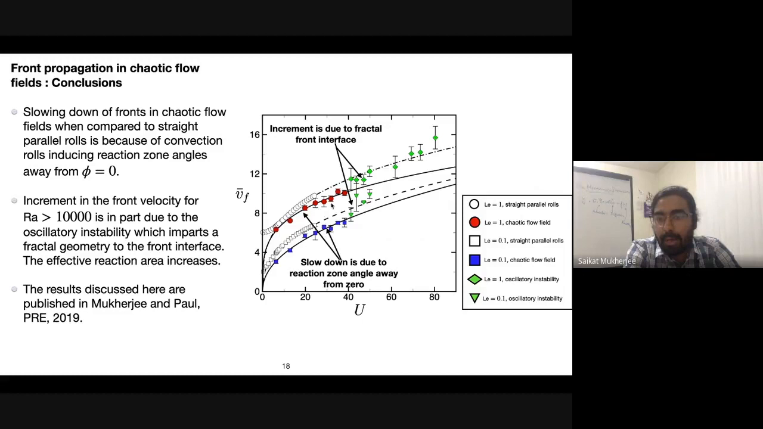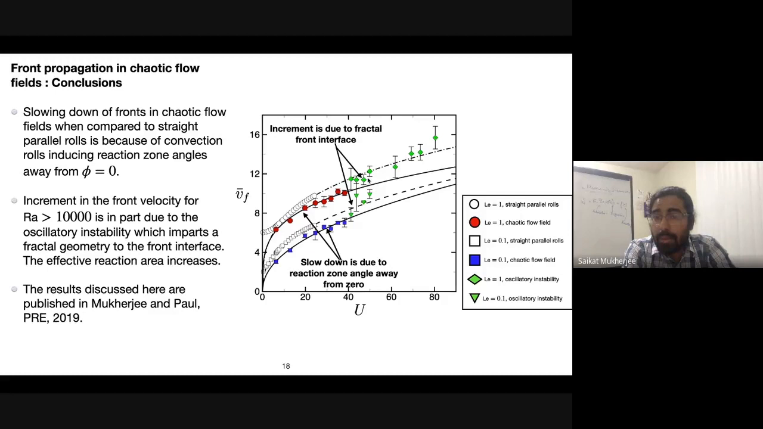So to complete the story for our first part, we have shown that fronts in chaotic flow fields are largely slower than the fronts in steady parallel rolls. The reason being that the fronts are not oriented along the convection rolls, which is why they are at a reaction zone angle away from zero, which is why they slow down.